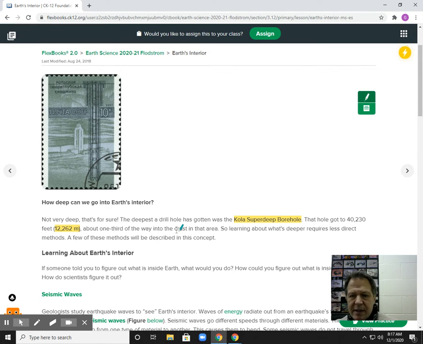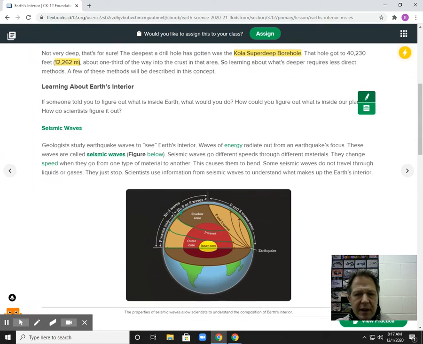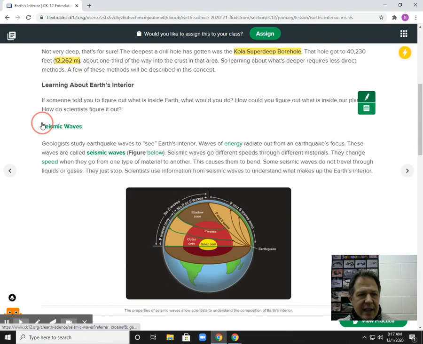So learning about what's deeper requires less direct methods. The question should be, how do they know what's deeper than that area if you can't drill down there? If someone told you to figure out what's inside the Earth, what would you do? How could you figure out what is inside our planet? How do scientists figure this out? Well, one method, and I mentioned this yesterday, is called seismic.